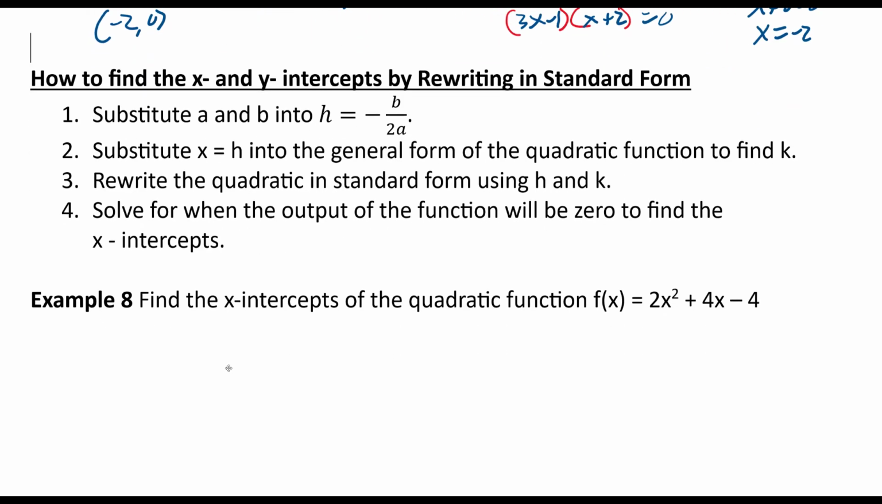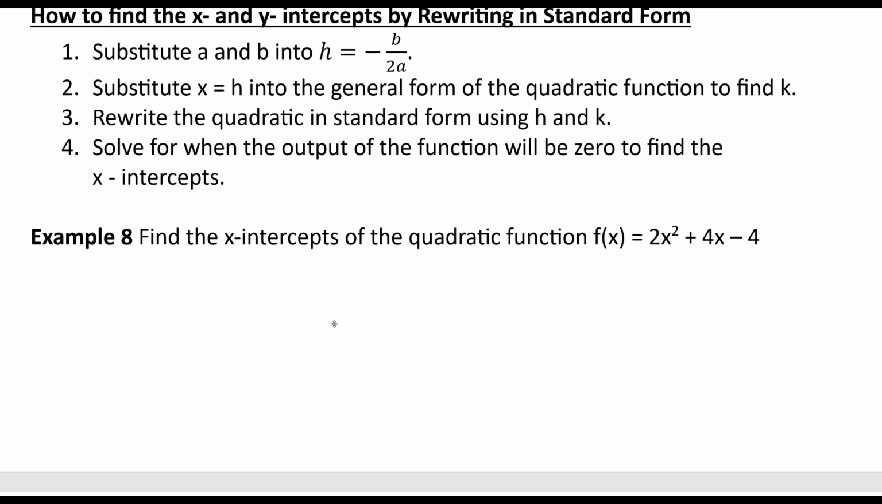Okay. So find the x-intercepts of the quadratic function 2x squared plus 4x minus 4. So our h would be negative b over 2a. So we're looking at negative 4 over 2 times 2. So I get negative 1.